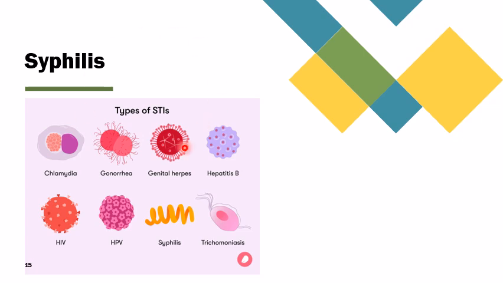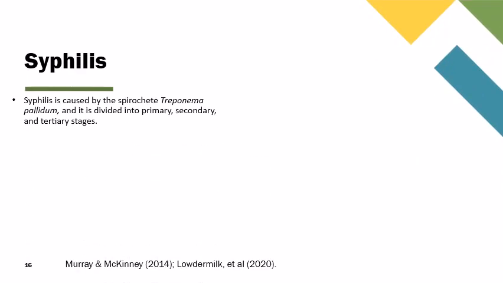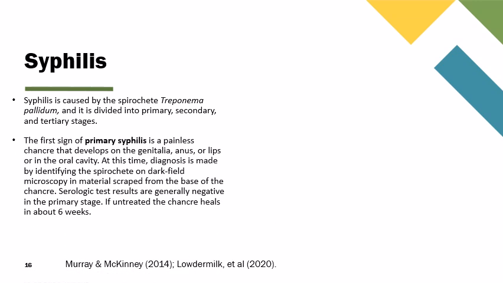The next one is syphilis. So syphilis is this one. Syphilis is an STD caused by the spirochete Treponema pallidum, and it's divided into three stages: primary, secondary, and tertiary. Primary syphilis is a painless canker that develops on the genitalia, anus, lips, or any oral cavity. And at this time the diagnosis is made by dark field microscopy of material scraped from the base of the canker, where the serologic test result is generally negative in this stage.